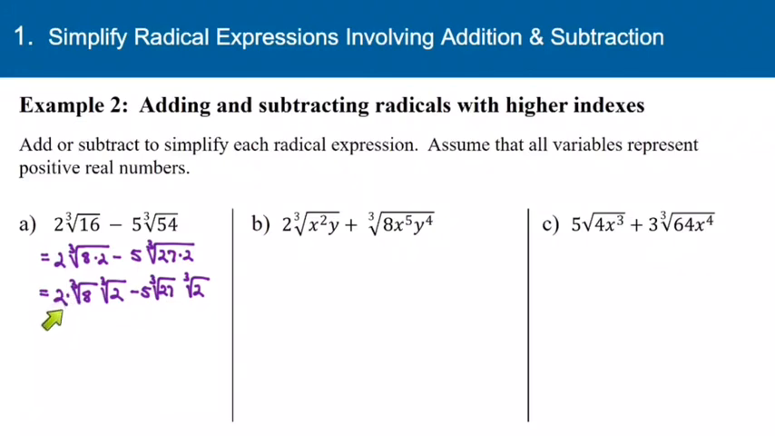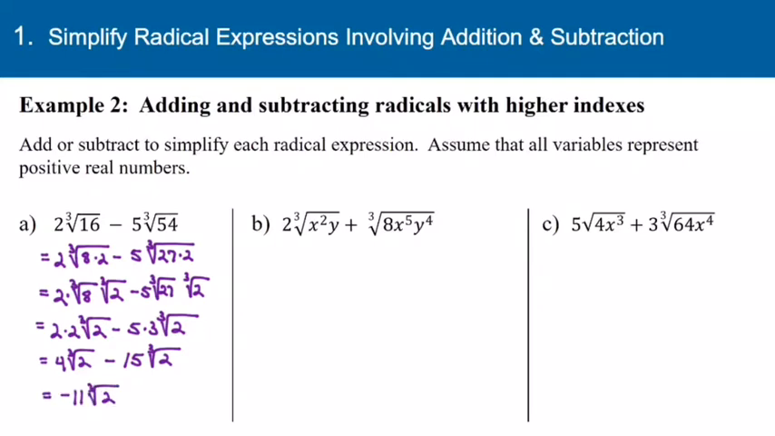So this is going to give us 2 times the cube root of 2 minus 5 times 3 times the cube root of 2. And so of course 2 times 2 is 4 and 5 times 3 is 15. And now notice that our radicals are the same. So now we can combine coefficients, and 4 minus 15 will make negative 11. So we get negative 11 times the cube root of 2 as our final result.